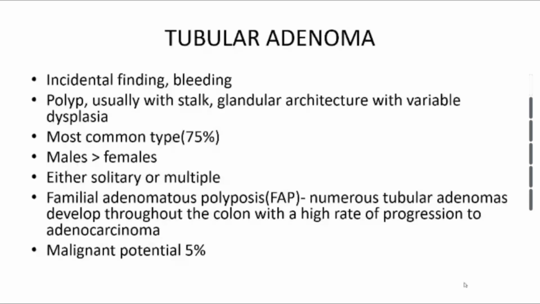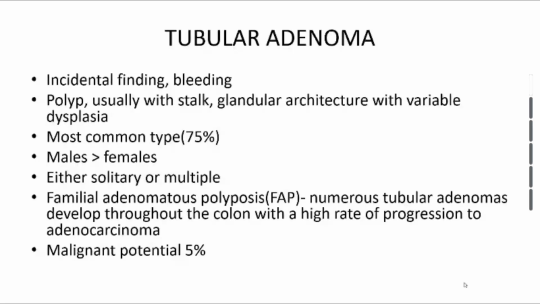They could either be solitary or multiple. So this tubular adenoma could be solitary or could be multiple, that is, many. And we have a condition we call familial adenomatous polyposis. In this case, somebody has numerous tubular adenomas developed throughout the colon with a high rate of progression to adenocarcinoma. So you do colonoscopy and you realize there are a lot of these polyps all over the place. There are so many. That is what we call familial adenomatous polyposis.